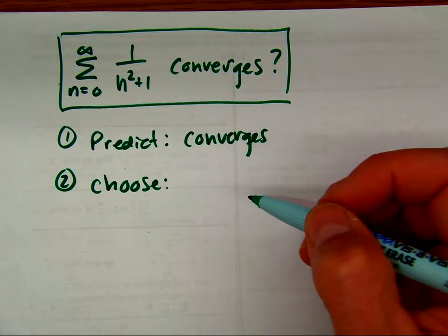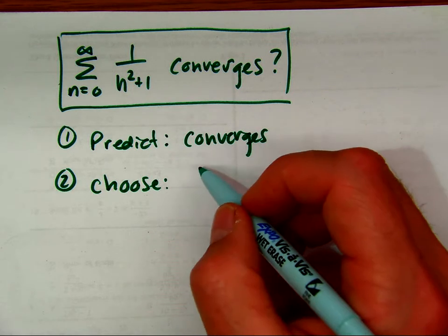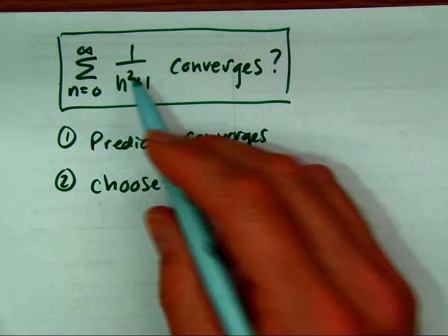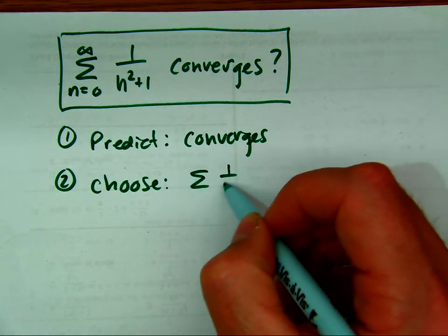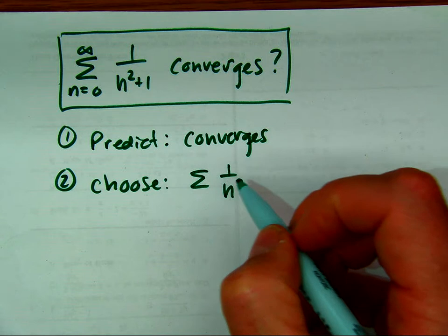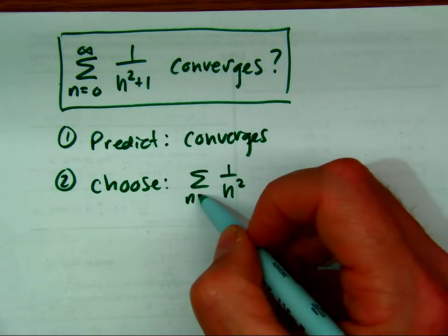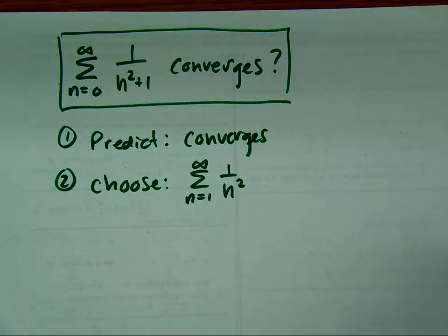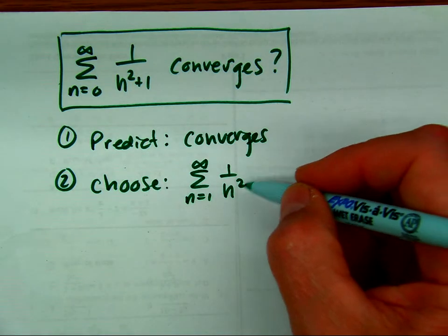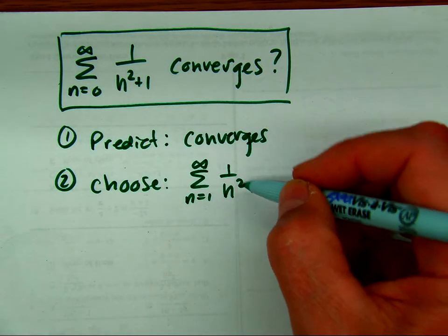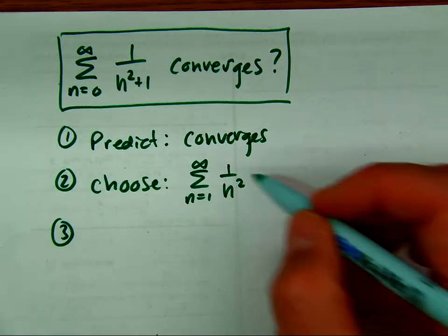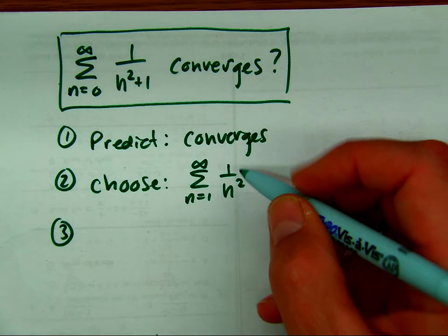Choose something to compare it to. So we see this n squared, and we should think of this. Because this converges by the p-series test, because 2 is greater than 1, and then compare.